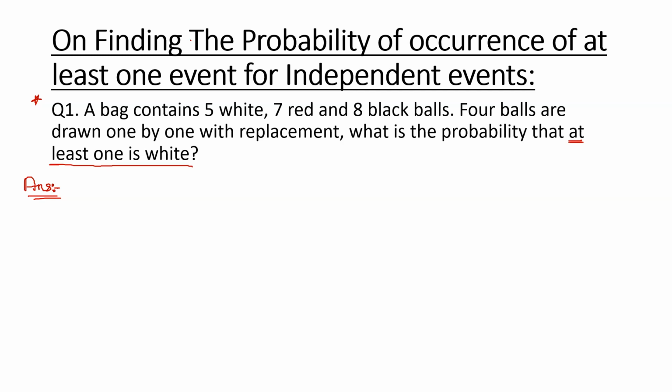Umir, is it done? Rifat, is it done? Okay, Umir, Rifat, so this will be one minus. I already told you, one minus probability of none. Probability that none of the balls is white. Okay. So Rifat, now please complete this and share your answer.